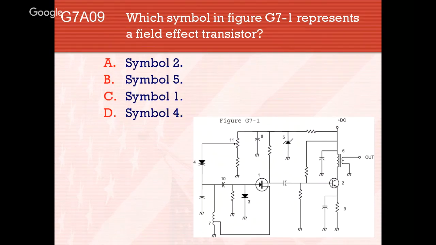We see that little schematic diagram there, and which symbol in figure G7-1 represents a field effect transistor? And we know that this one right here is the field effect transistor. Symbol 1, your answer is going to be C.